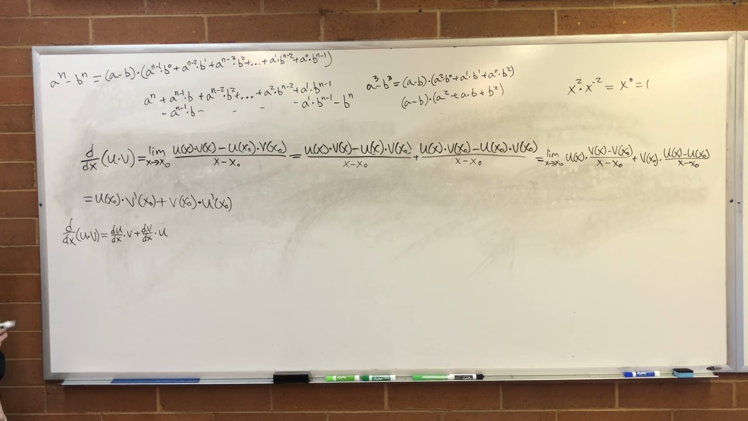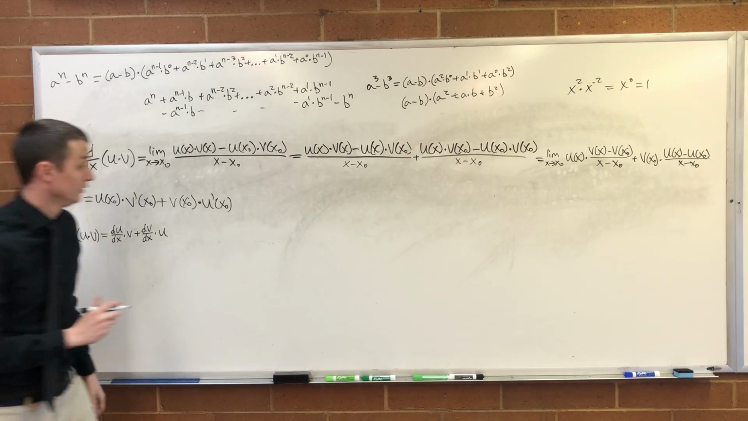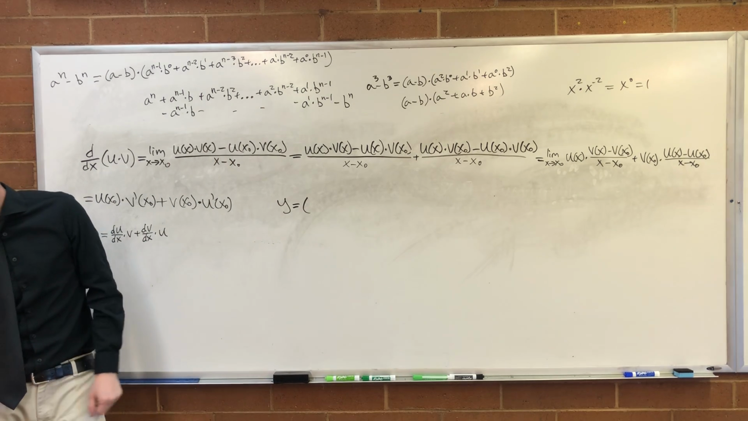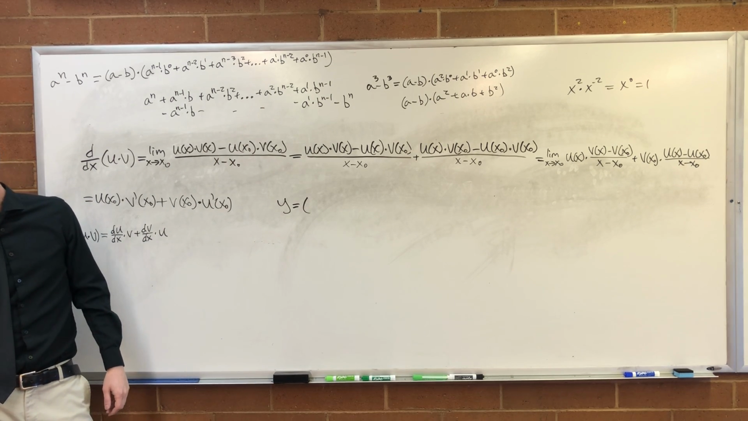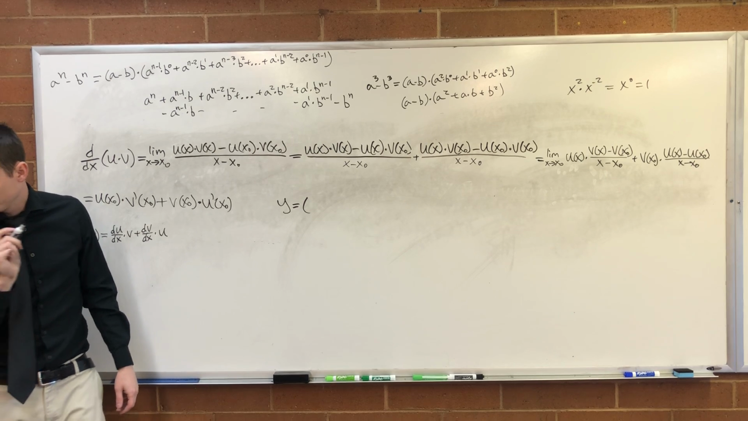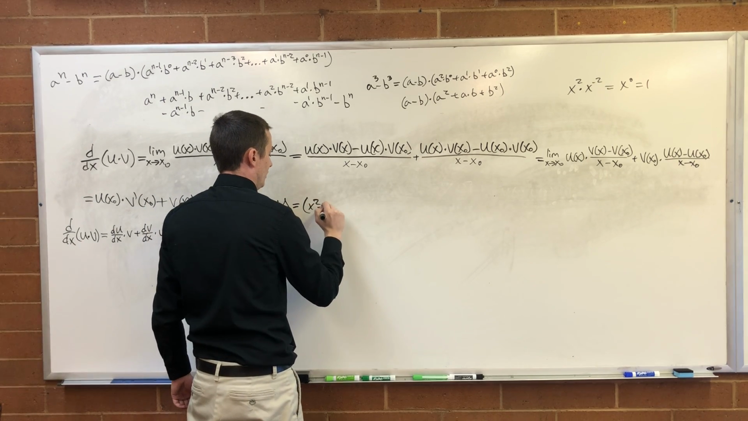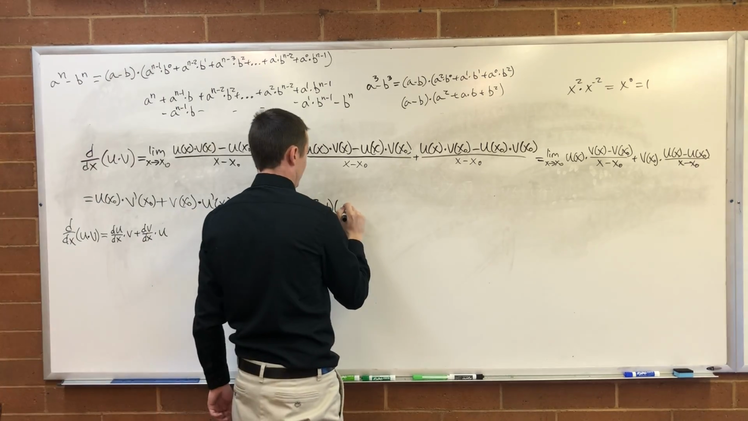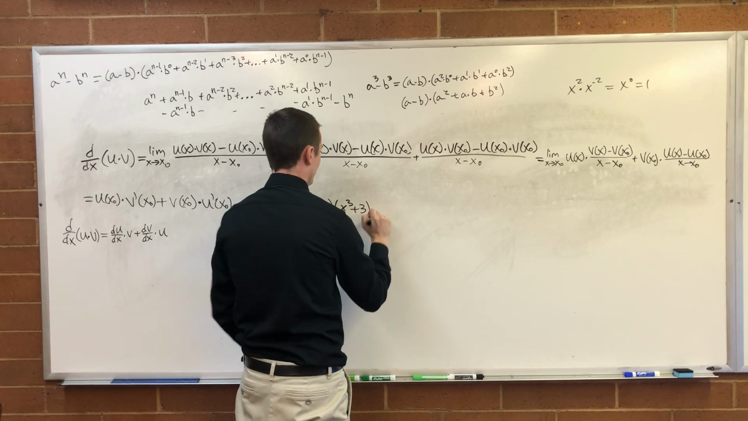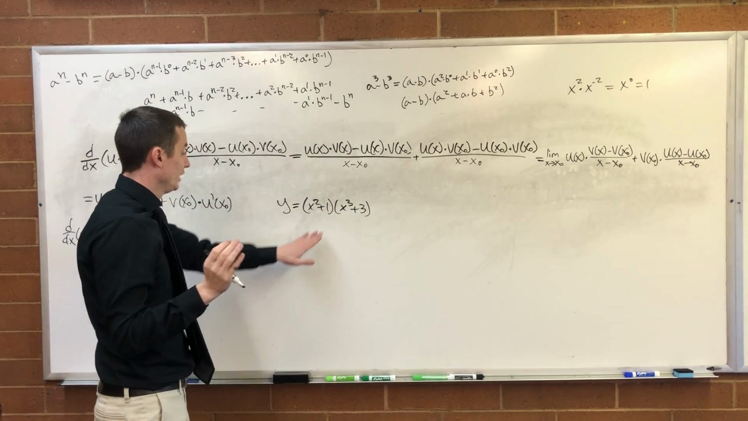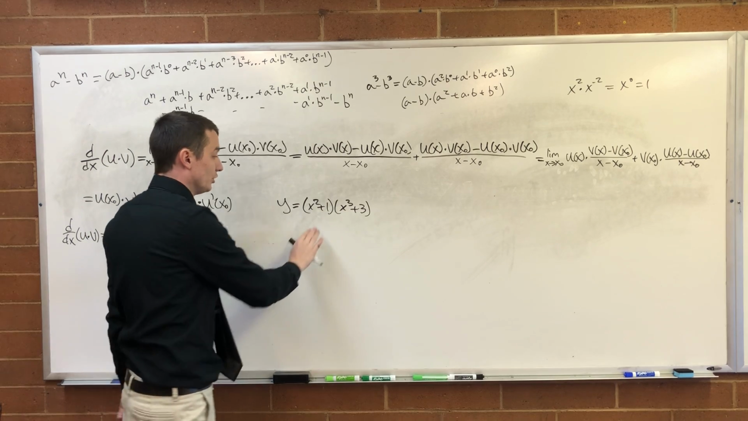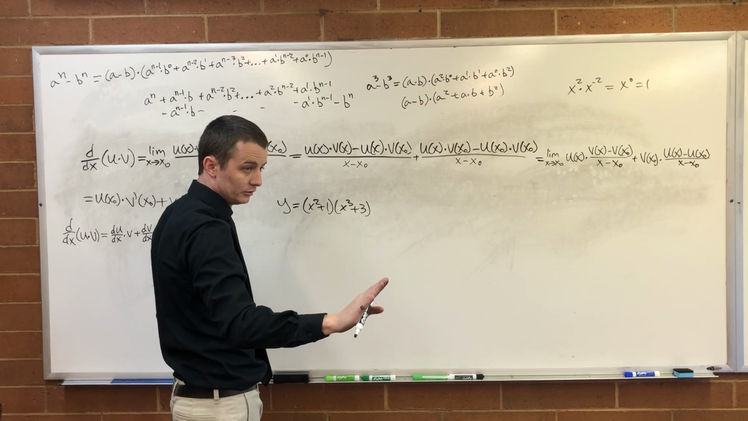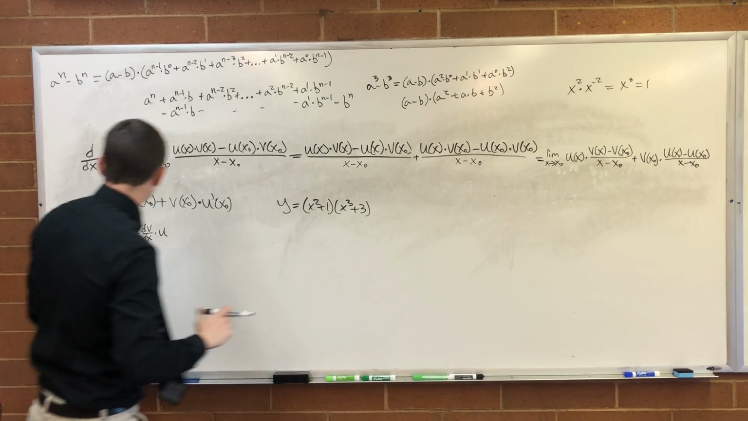So let's do an example using this and make sure we understand it. So let's say y is equal to x squared plus 1 times x cubed plus 3. Now notice that you have two choices on how to solve this derivative. You could multiply it all out, then you just have a polynomial, and then take the derivative the way that you already know how. The other way that you can do it now is to use this formula.